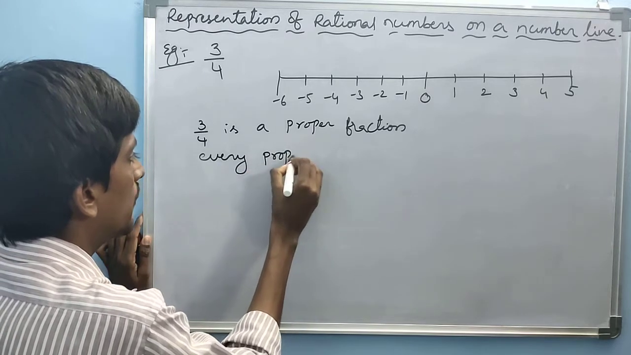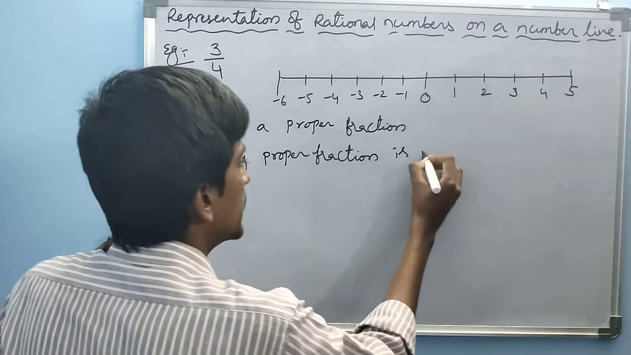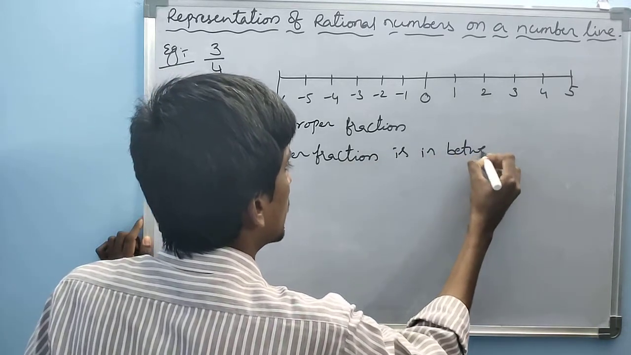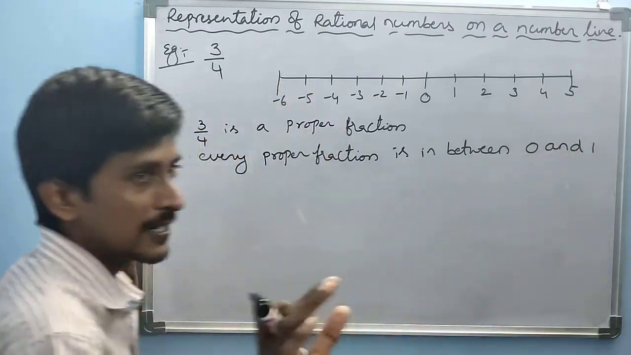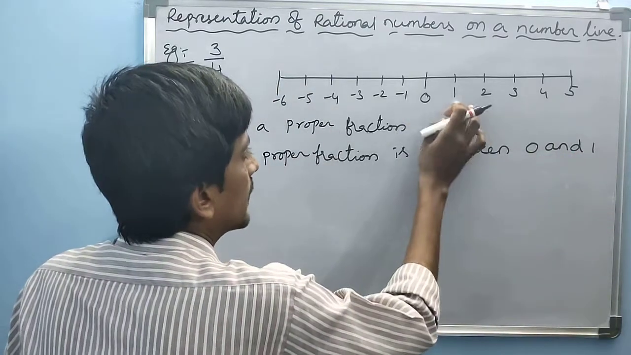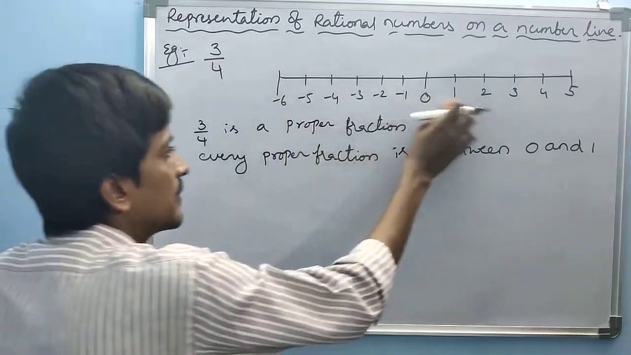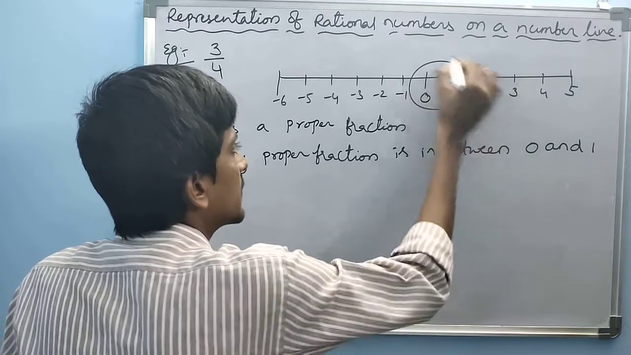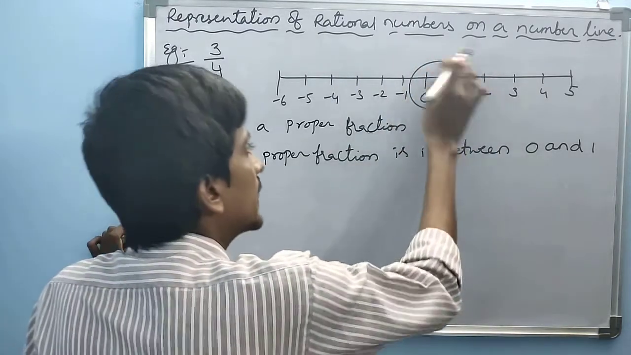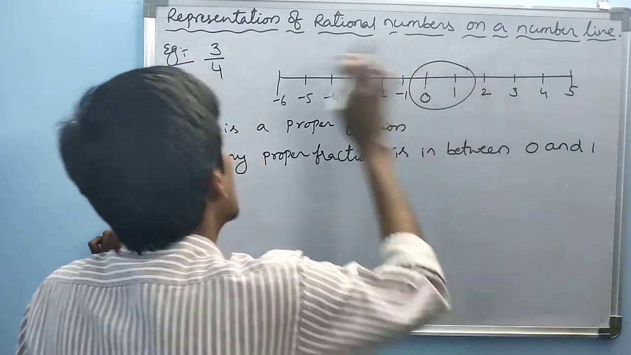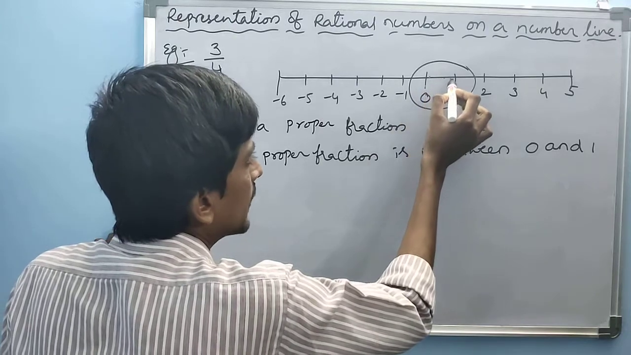Every proper fraction is in between 0 and 1. So, first you choose 0 and 1. In between these two numbers, 3 by 4 is there. First choose. Okay, is it clear? So, between 0 and 1, 3 by 4 is there. Where is that?